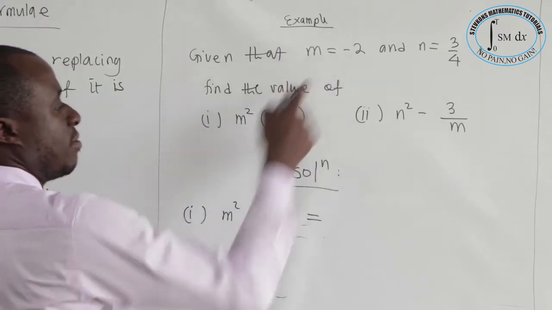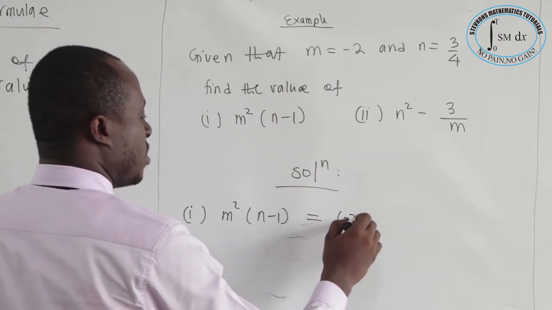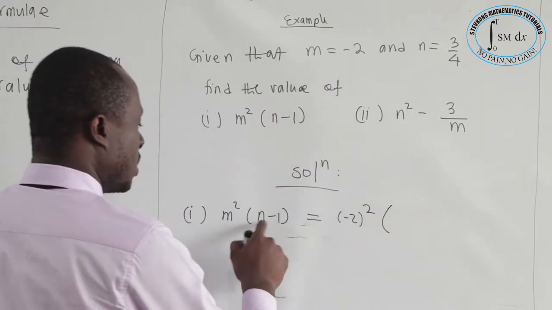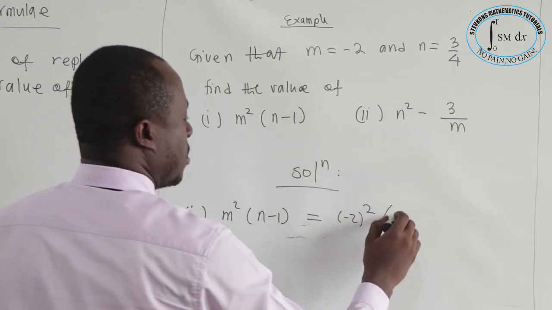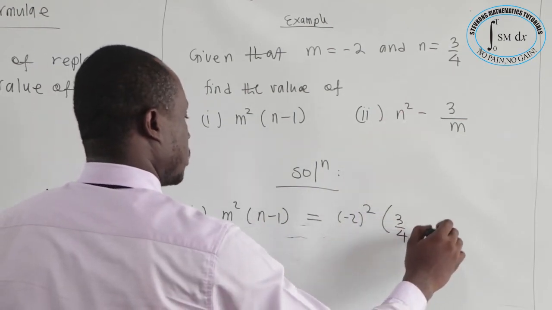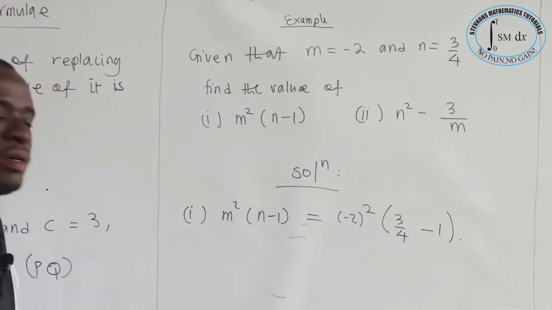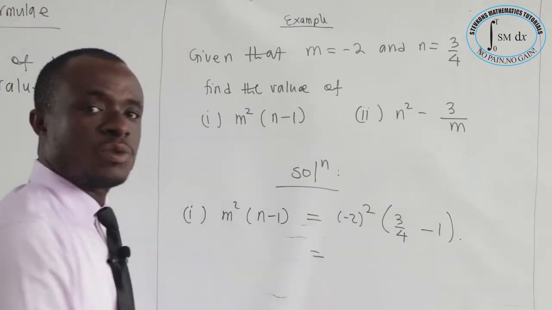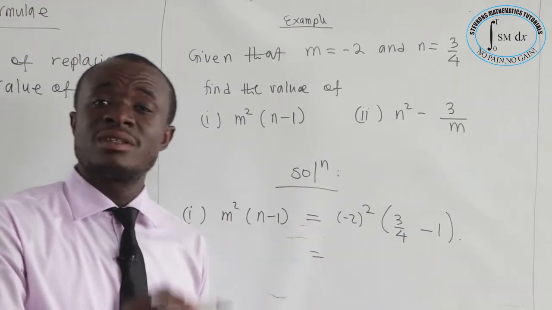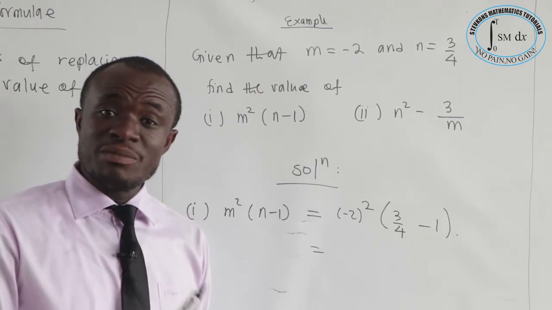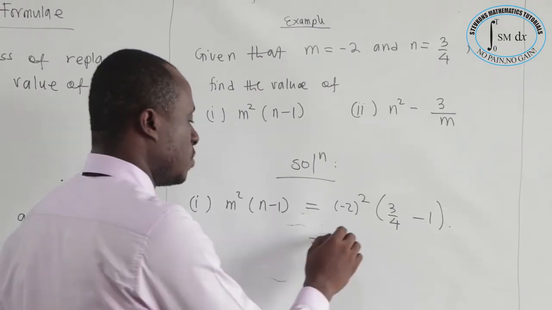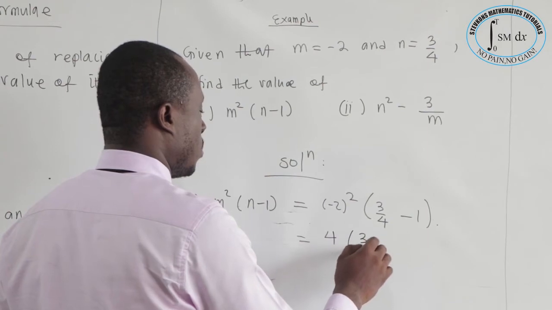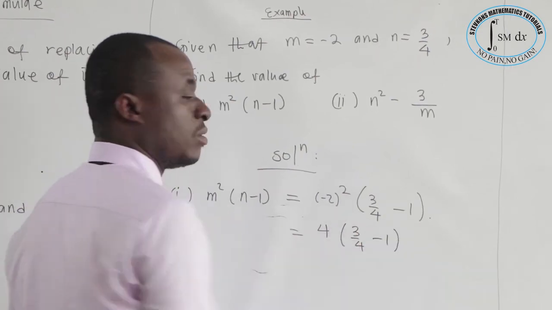We have m squared times n minus 1. Now, what is m? M is negative 2. So we have negative 2 squared, times n minus 1. What is n? That's 3 over 4, minus 1. Now, what is negative 2 squared? That is negative 2 times negative 2. We know negative times negative is positive. So clearly, this will give us 4, times 3 over 4 minus 1.